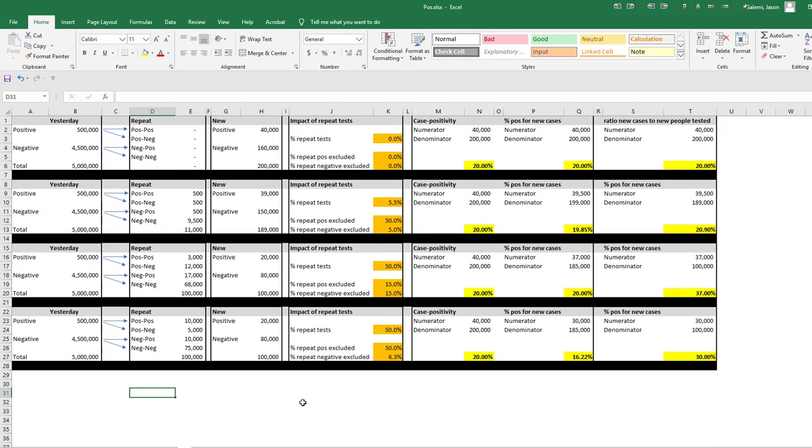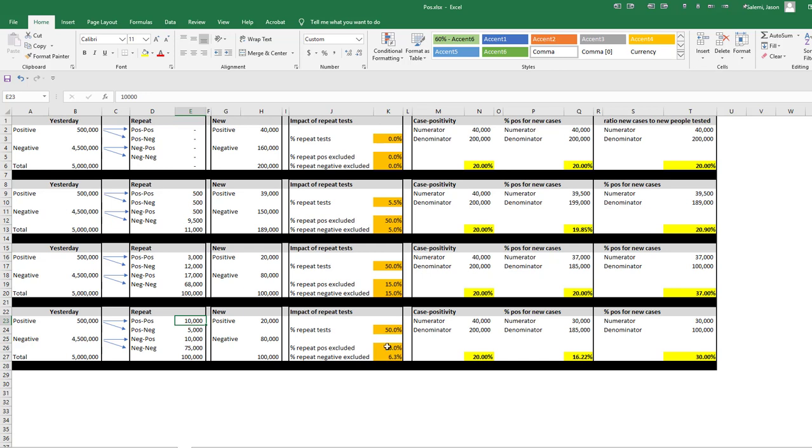Scenario number 4. So I still have that high level of repeat testing. Still 50% of all people tested today are repeat tests. But now I've made these two percentages, how I'm handling the repeat positives and the repeat negatives, very different from one another. So in this case, 50% of the positive repeat tests, remember who the positive repeat tests are: they're positive today, and they had previously been positive, as well as positive today, who had previously been classified as negative. 50% of those had already been positive.